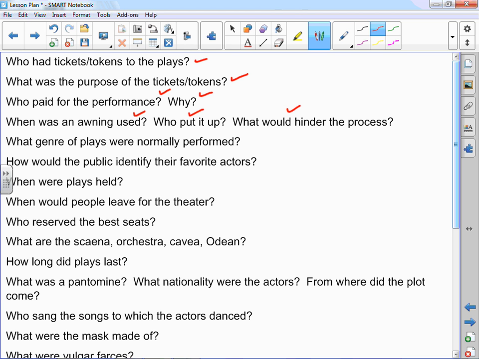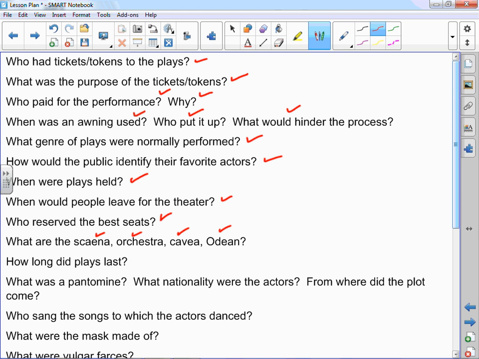How would the public identify their favorite actors? With a mask that they wore. When were plays held? They were held on festival days. When would they leave for the theater? They would leave in the mornings. Who reserved the best seats? Wealthy Roman citizens. What are the scaena? That would be the stage. The orchestra, that's the seating right in front of the stage. The cavea is the regular seating area, and the Odeon is another theater nearby that was indoor. It was an indoor theater.